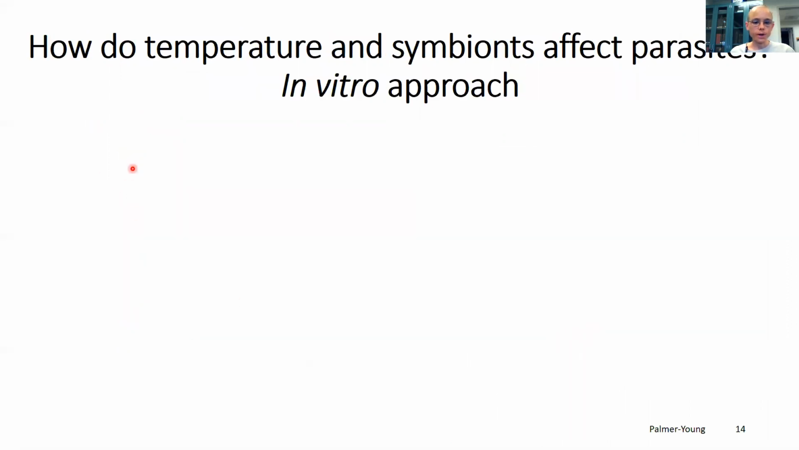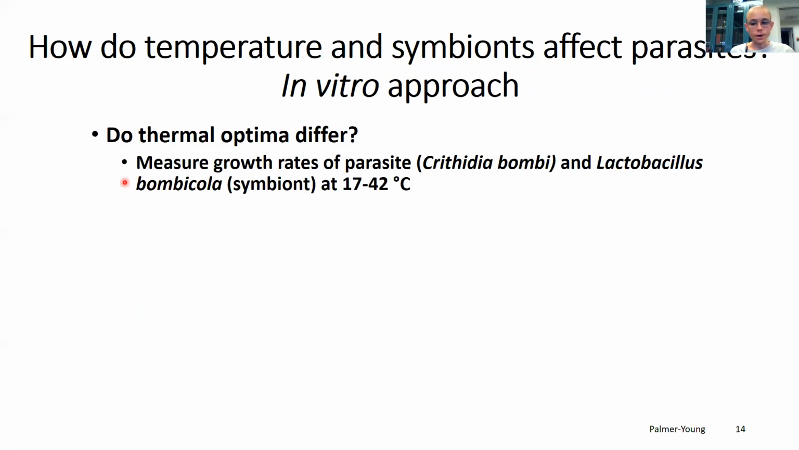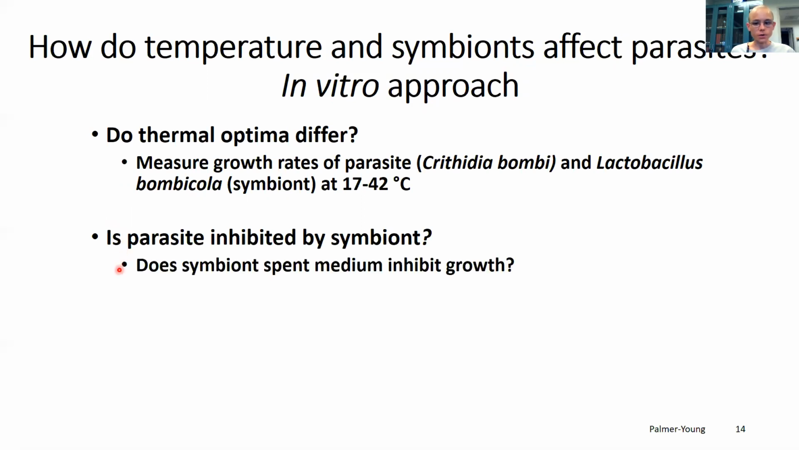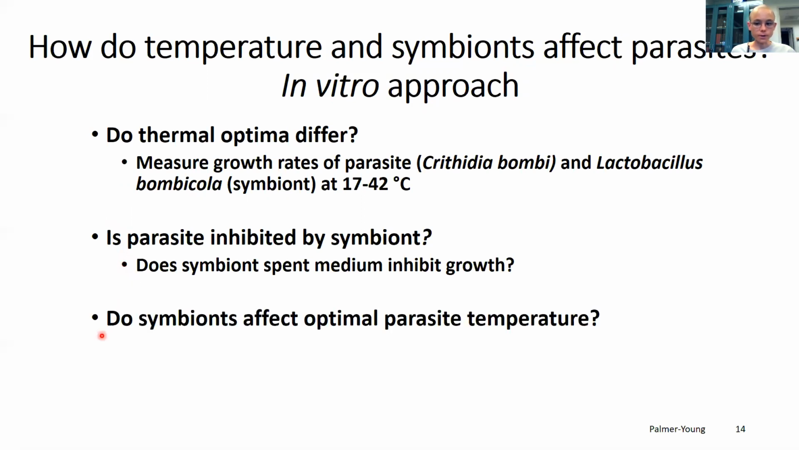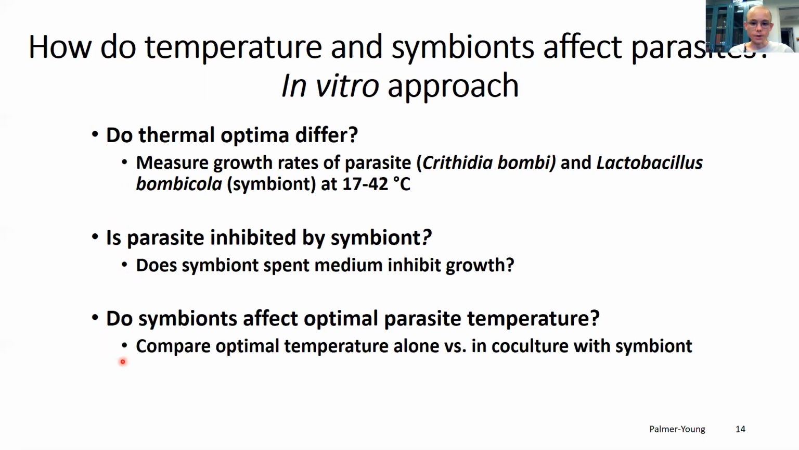To better understand temperature-mediated interactions between symbionts and parasites, I used cell cultures to address 3 main questions. First, do thermal optima differ? For this, I measured changes in parasite and symbiont growth rate across a 25-degree temperature range. Second, is there evidence for competitive interactions? Do chemicals produced by the symbiont inhibit growth of the parasite? Third, if there are inhibitory effects, do these differ across temperatures? And how do symbionts alter the optimal temperature and thermal niche of parasites? To do this, I compared parasite growth across a range of temperatures in the presence and absence of the symbiont Lactobacillus.